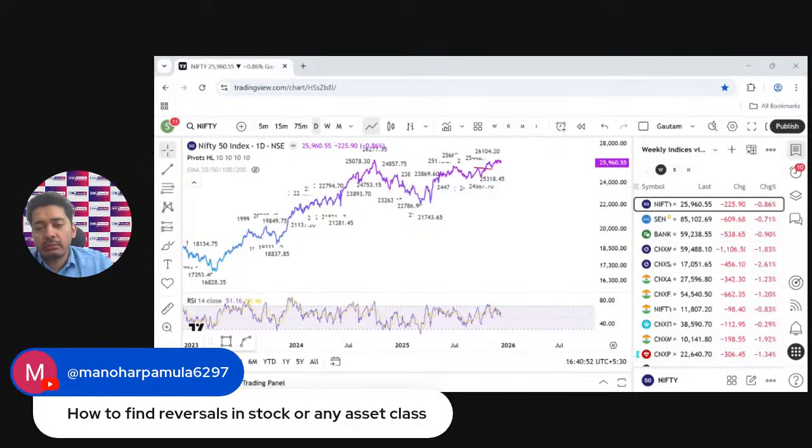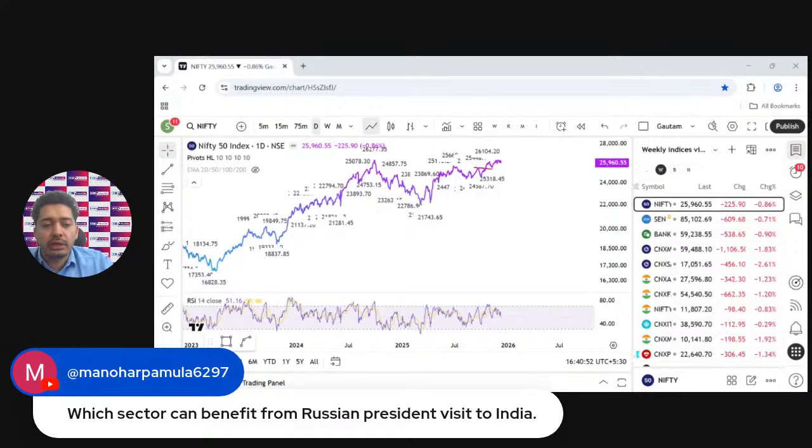Which sector can benefit from the president's visit? One sector with which we have always had a positive relationship with China and Russia is the defense space. But these are all things which generally come to us in the limelight only for a short period of time. I don't think trading should be done on news which is readily available on the media. You should do a bit of study on your own as well, because if we say defense, the entire world is looking in that direction itself.